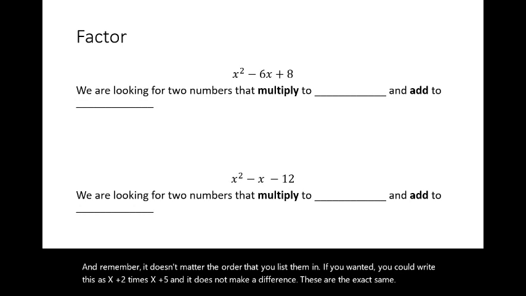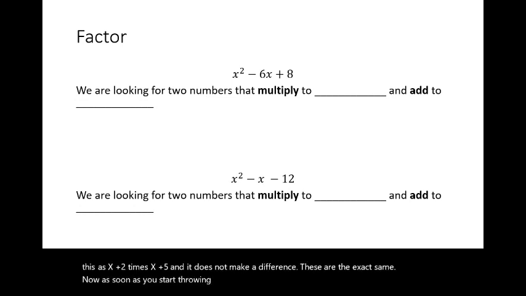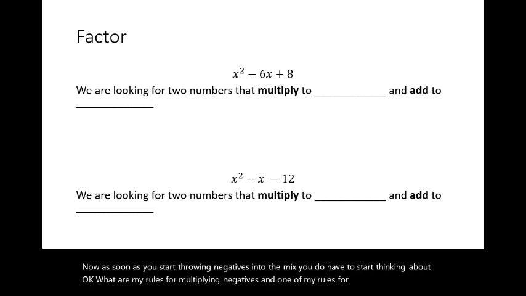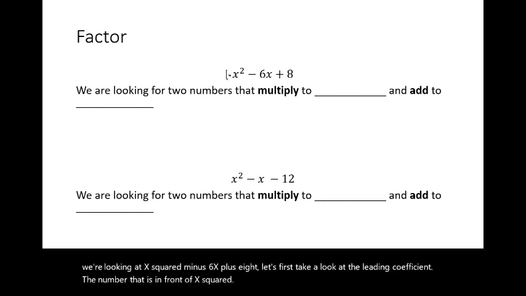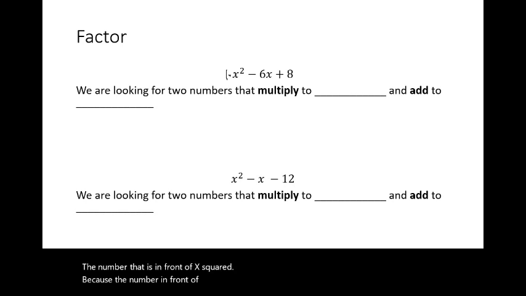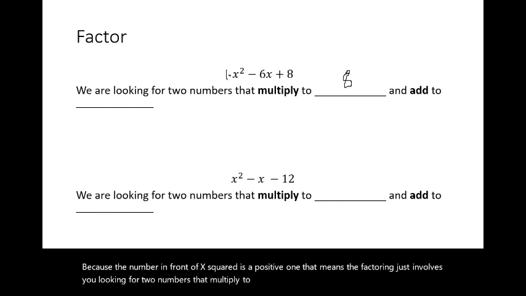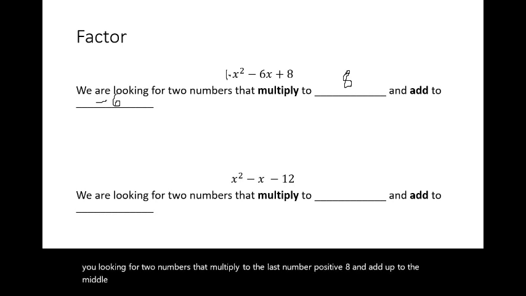Now, as soon as you start throwing negatives into the mix, you do have to start thinking about, okay, what are my rules for multiplying negatives and what are my rules for adding negatives? So if we're looking at x squared minus 6x plus 8, let's first take a look at the leading coefficient, the number that is in front of x squared. Because the number in front of x squared is a positive 1, that means the factoring just involves you looking for two numbers that multiply to the last number, positive 8, and add up to the middle number, negative 6.